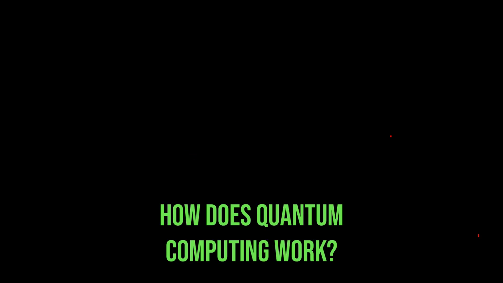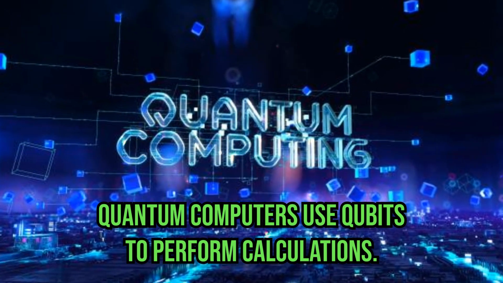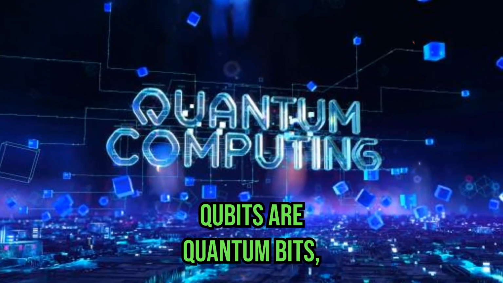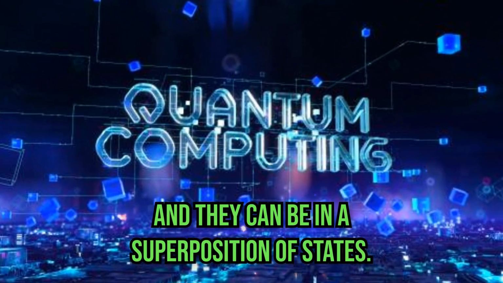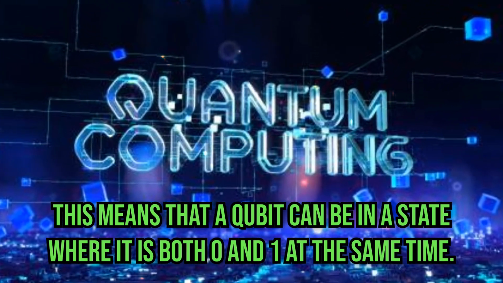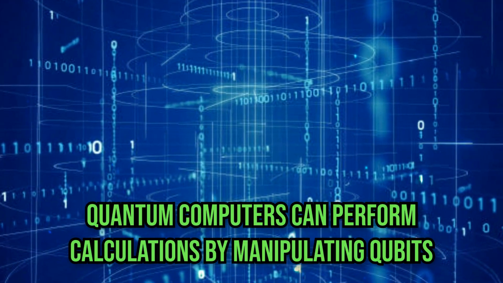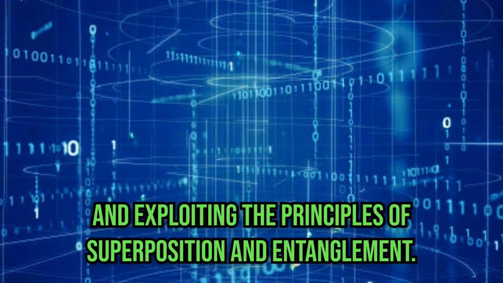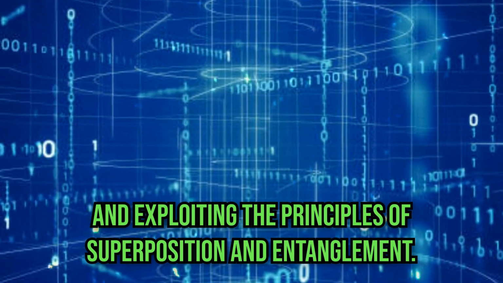How does quantum computing work? Quantum computers use qubits to perform calculations. Qubits are quantum bits, and they can be in a superposition of states. This means that a qubit can be in a state where it is both 0 and 1 at the same time. Quantum computers can perform calculations by manipulating qubits and exploiting the principles of superposition and entanglement.